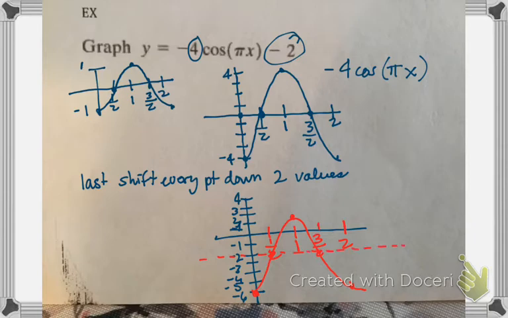So all you did was move all these points downward 2 units. That's it. And this is your final graph. So this is a graph of y equals negative 4 cosine pi x minus 2.